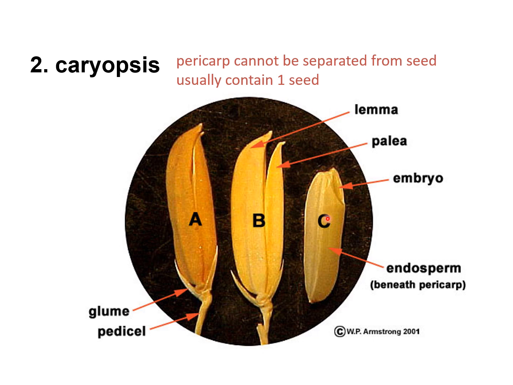And the most important criterion that we use to separate the caryopsis from achene is that in the caryopsis fruit, we cannot separate the pericarp from the seed. But in the achene, we can separate the seed from the pericarp. So this is the meaning.